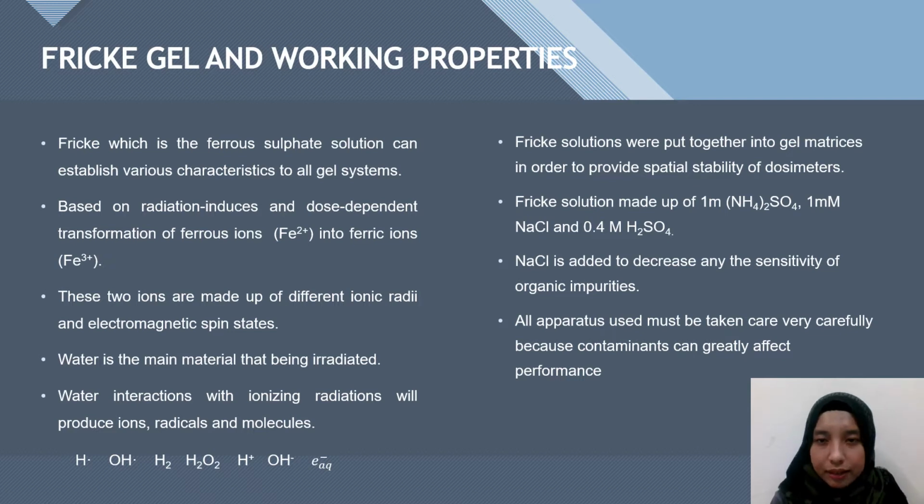During earlier discovery of Fricke, solutions were put together in gel matrices in order to provide spatial stability of dosimeters. Hence, nowadays it is known as gel dosimeters. Fricke solution is made up of ammonium sulfate, sodium chloride, and sulfuric acid. Sodium chloride is added to decrease any sensitivity of organic impurities.